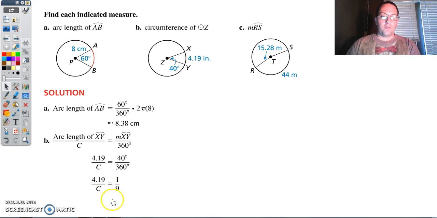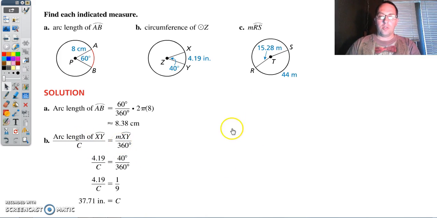You just cross multiply, divide by 1, and you end up with 37.71 inches. All right? Now C, here we're finding the measure of the arc. And we are talking about the minor arc, not the major arc. If it wanted the major arc, it would have to have a point here saying go the long way. All right? So for C, we're going to use the same proportion here.